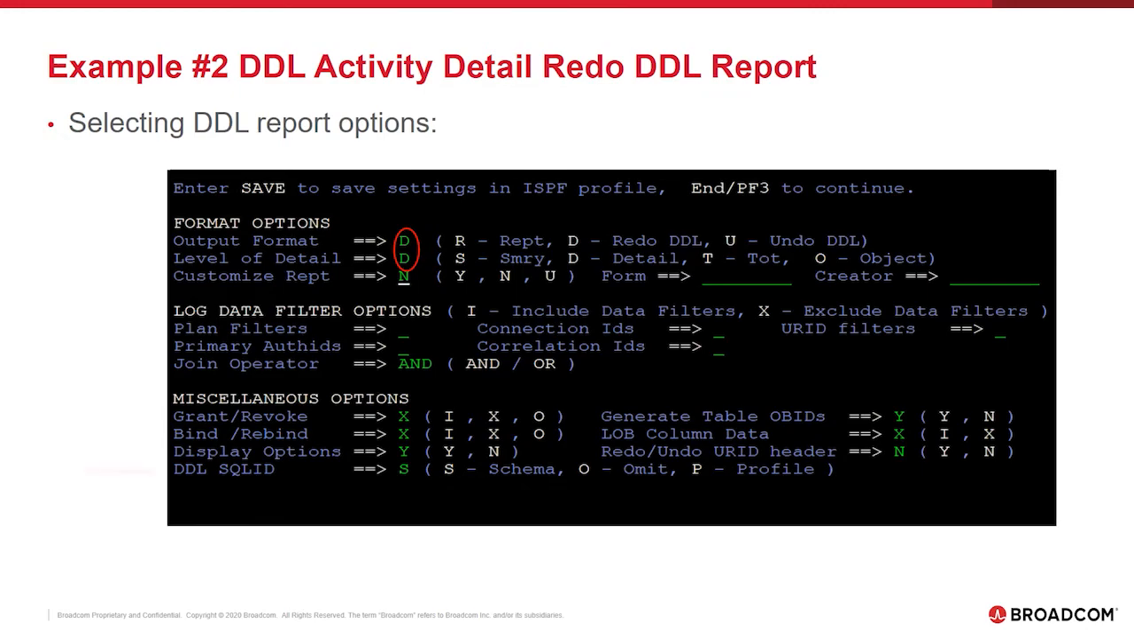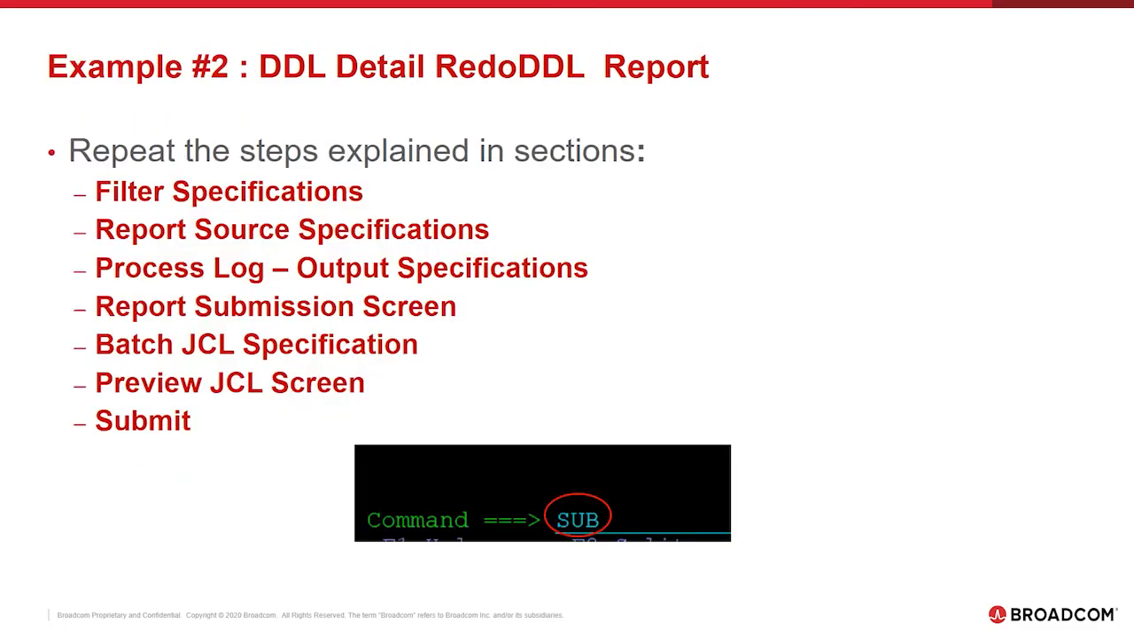For that, we need to yet again start with selecting the output format and level of detail. To address our requirement, we select D for both. That will generate both the details and the DDL statements. DDL SQLID is again set to S, which means it will use Schema from the logs. One last time, we'd have to go through setting all of the specifications for Log Analyzer, but ours remain the same, so no repeating. But here's the reminder: we submit the job and go to the output.